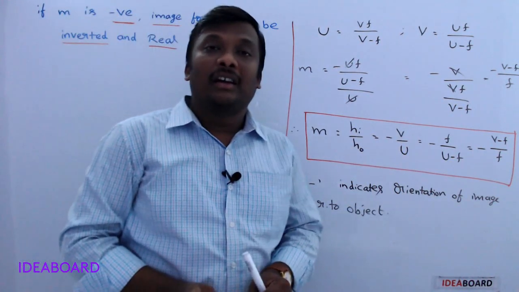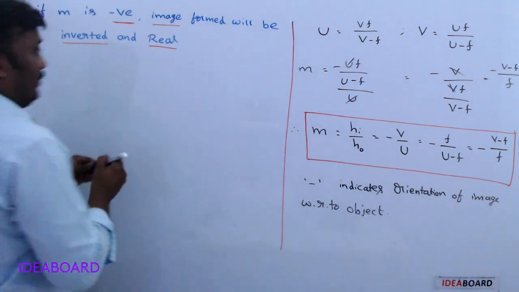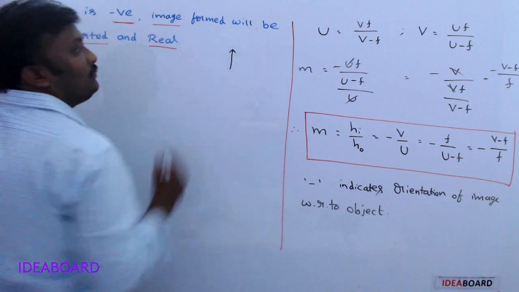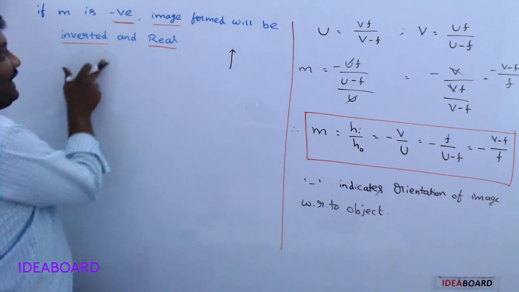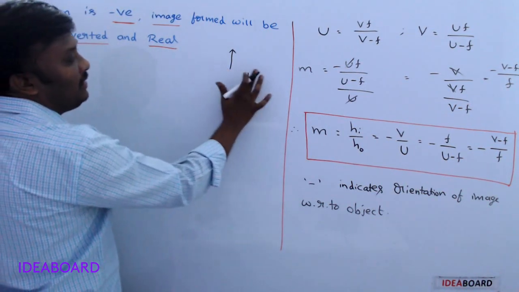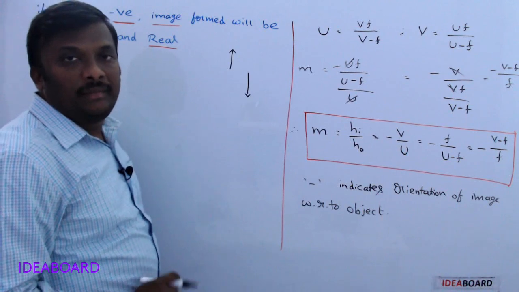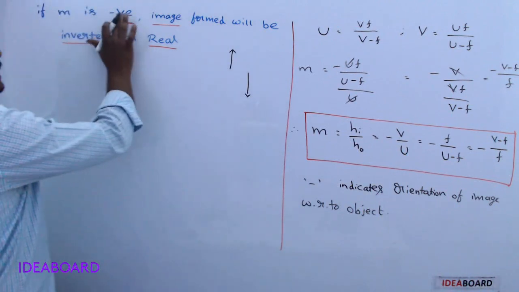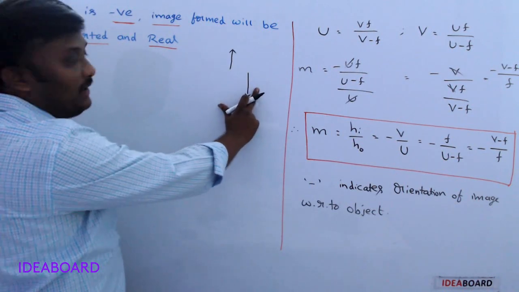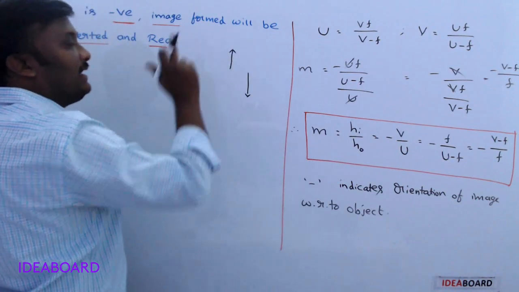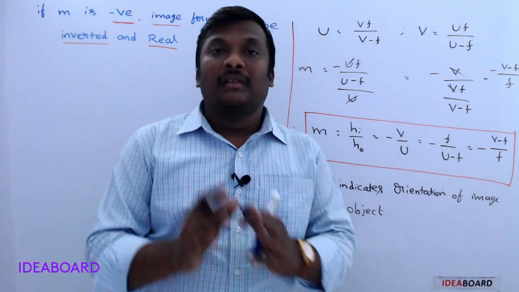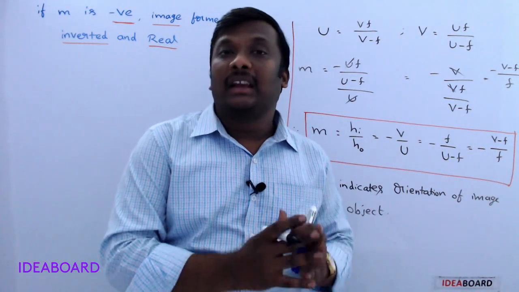Understand now? What is the meaning of inverted? If you take an object like this, okay, you get the image, inverted image means you get the image like this, and for a real object you get a real image. Do you understand? So wherever you see the negative sign in the m, for this type of object, you get this type of image. For a virtual object, you get a virtual image. For a real object, we get a real image.